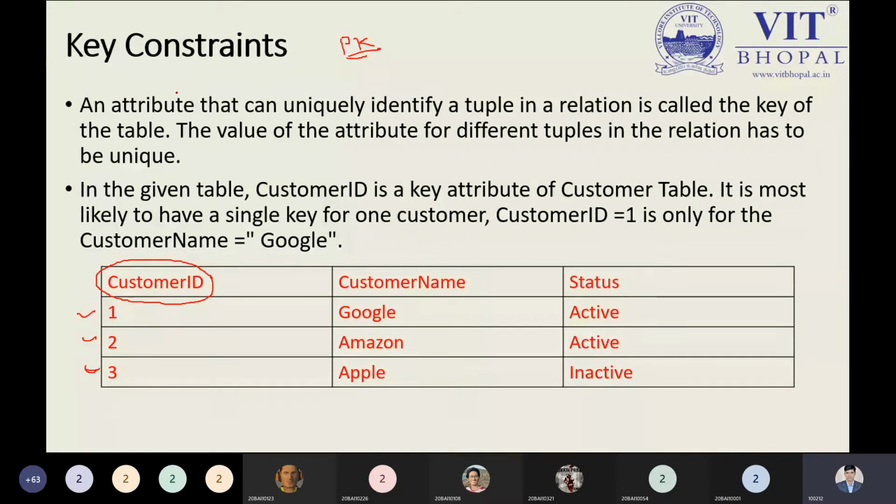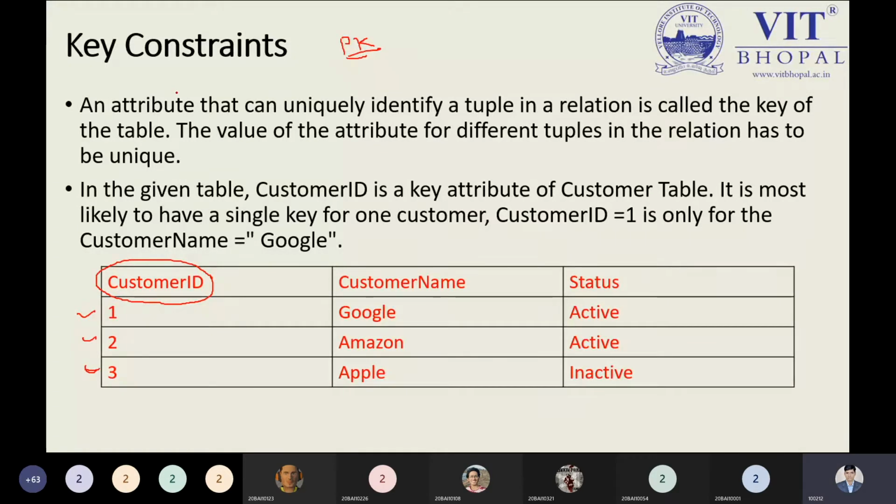So in our given table: customer ID, customer name, status. In status, we have duplicates, active coming 2 times, so no uniqueness there. Customer names Google, Amazon, Apple, we don't have duplicates here, but there is a chance the customer name can be Google the next time. Just like your name is XYZ, you are not the only person whose name is XYZ. I'm just putting the company name, but we can take your own example. So definitely customer name can be duplicate.